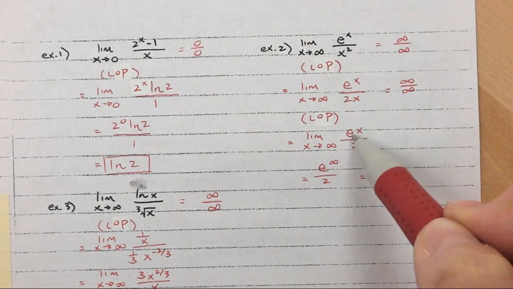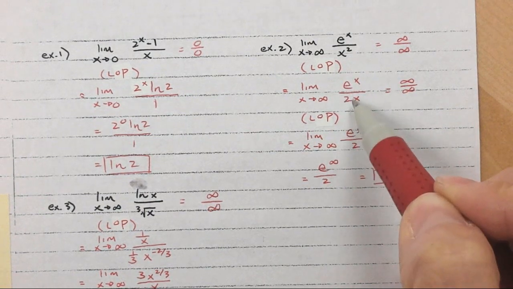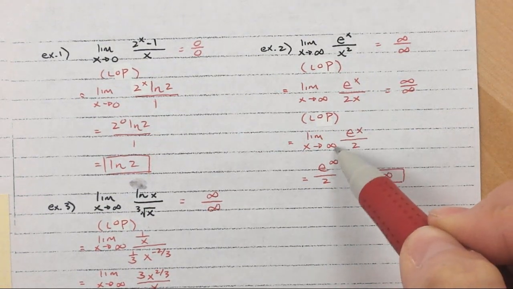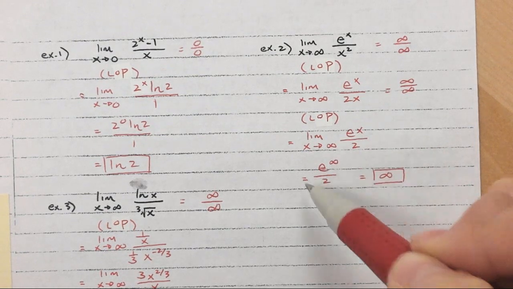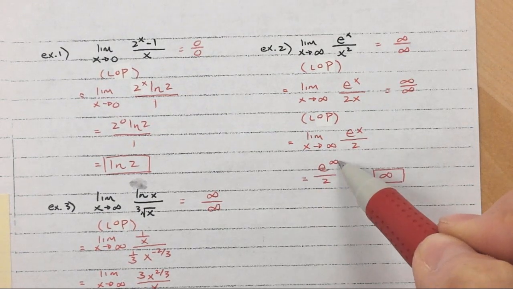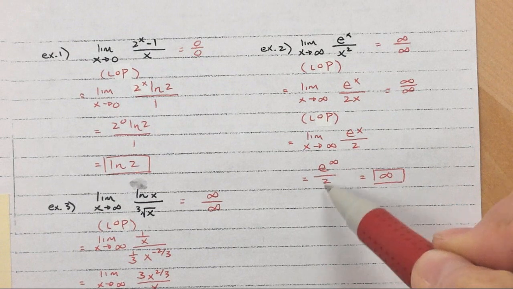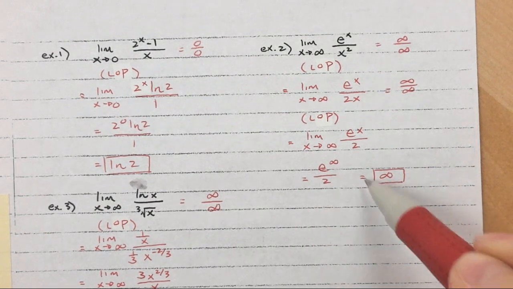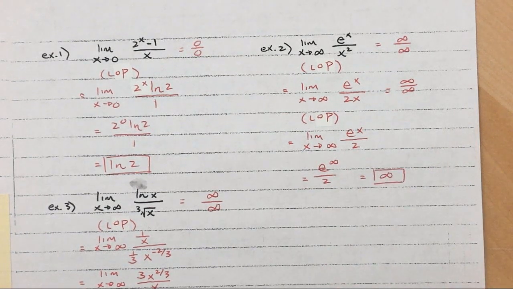The derivative of e to the x is still e to the x. The derivative of 2x is now 2. And then you plug in infinity, the limit goes away. E to the infinity is infinity, divided by 2 is infinity. So my final answer is infinity.